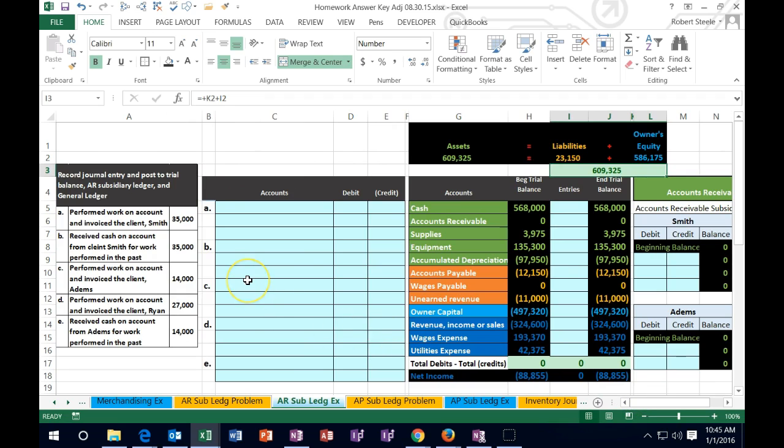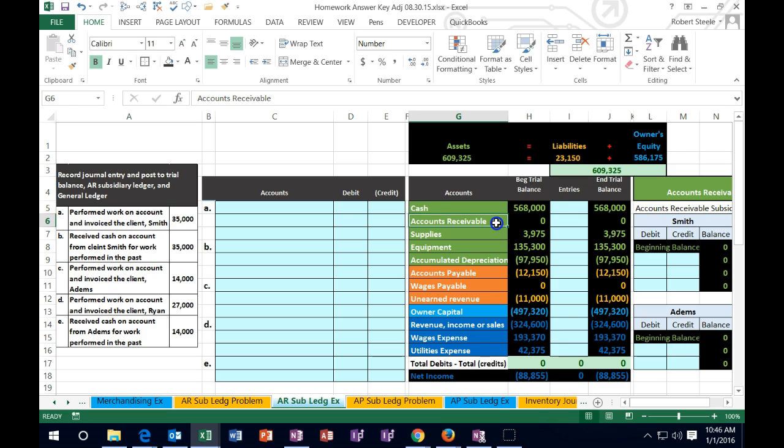So the first one says perform work on account and invoice the client, and the client is Smith in this case. So we got 35,000. We did work, we invoiced the client. So is cash affected? In this case, no, because we did the work on account and we sent out an invoice, did not yet get the cash. Therefore, we did get something. We got an IOU, that IOU being accounts receivable. So we're going to say accounts receivable is what we have received in this transaction.